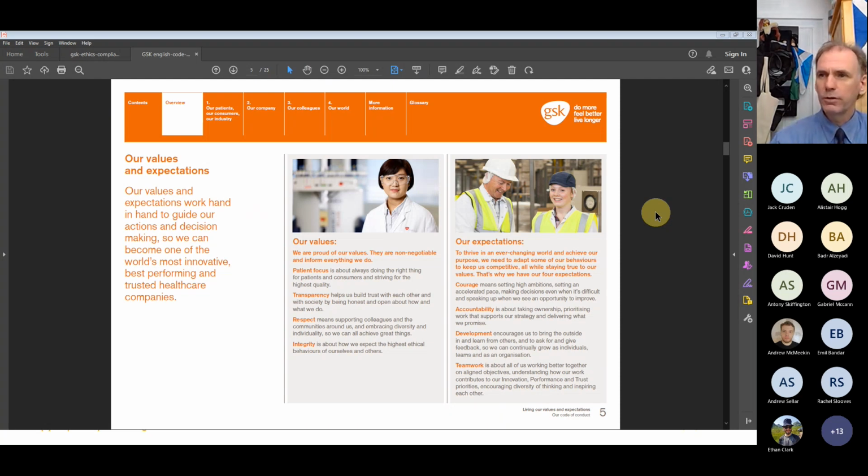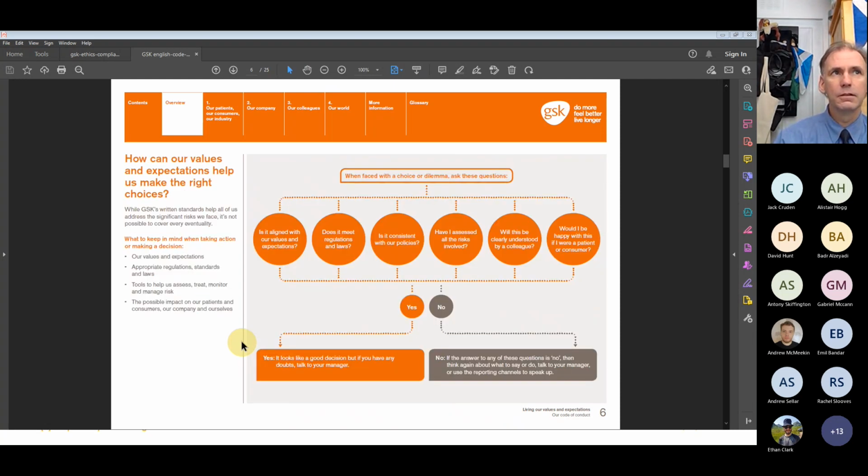So they've said what their values are, they've said what their expectations are for all of their employees. And you're starting to see the same themes appear. Transparency, respect, integrity, accountability. And they've even very kindly given their staff a roadmap of what to do when they have things that they have to decide on.